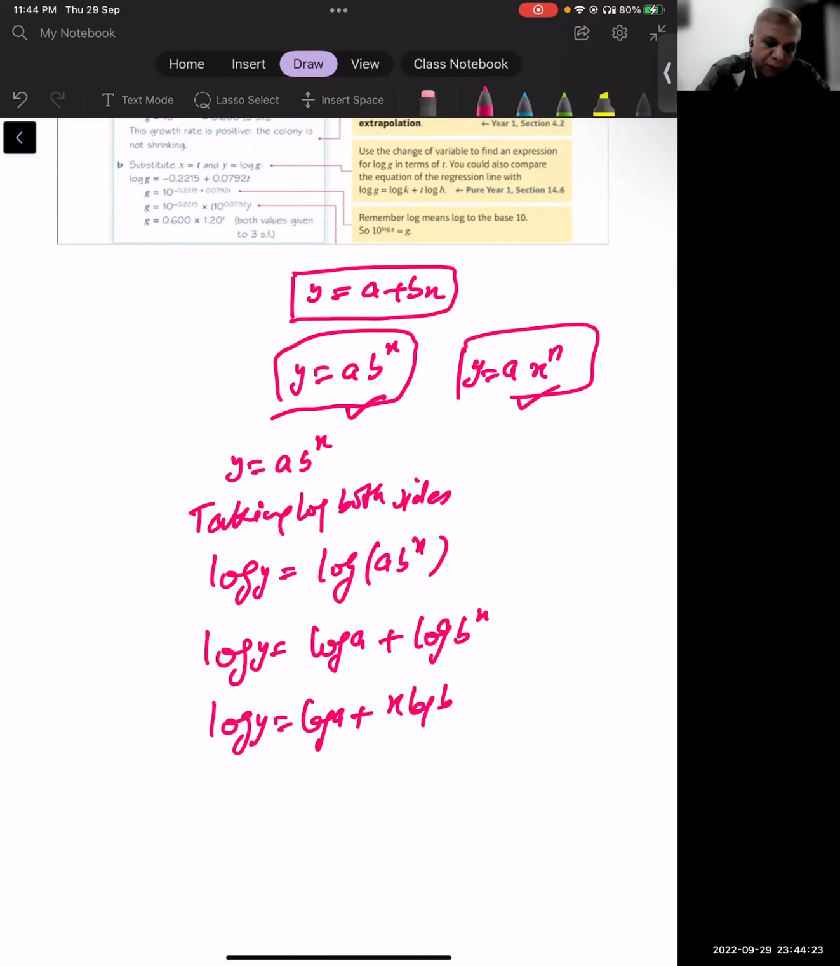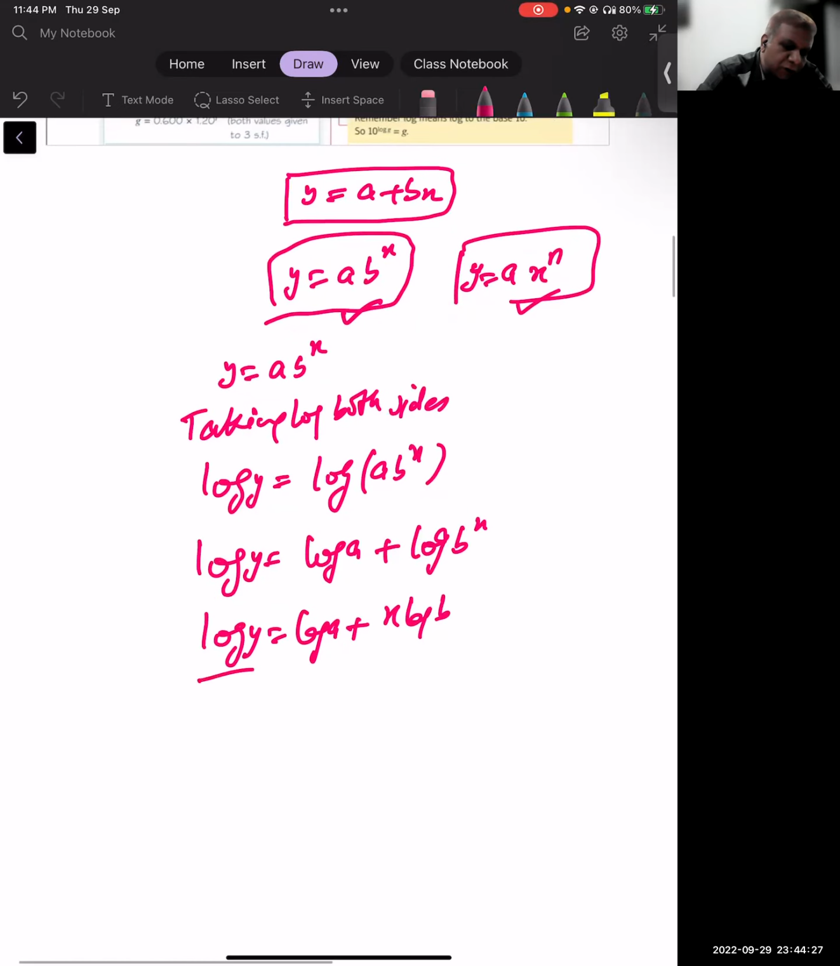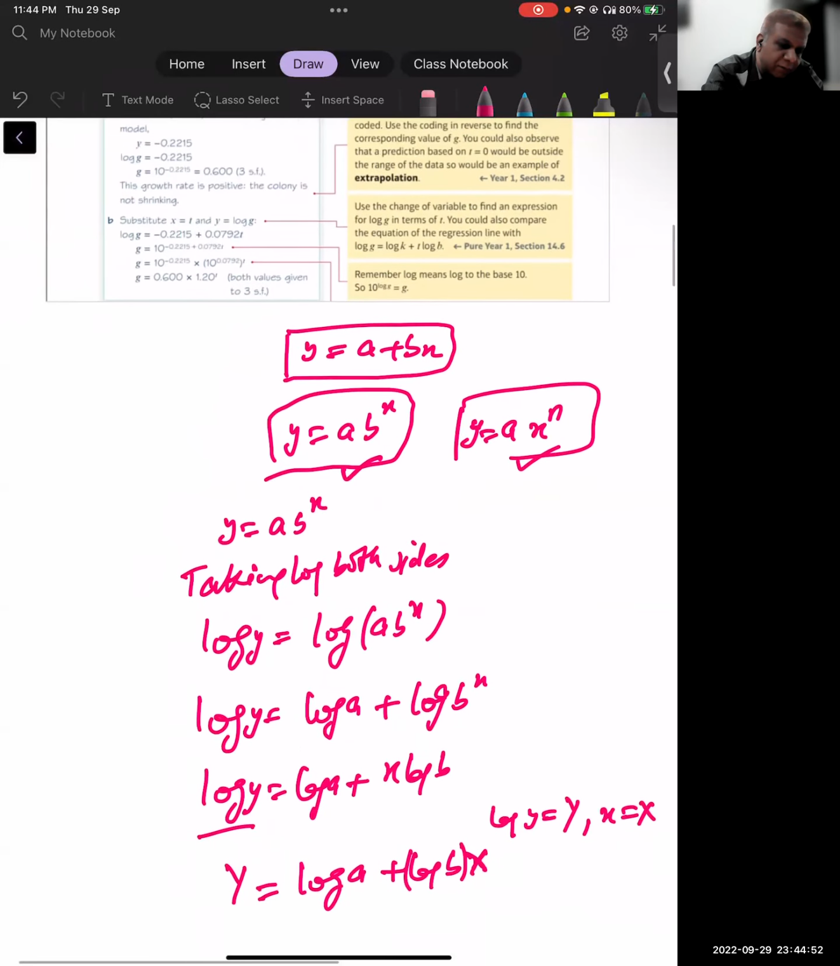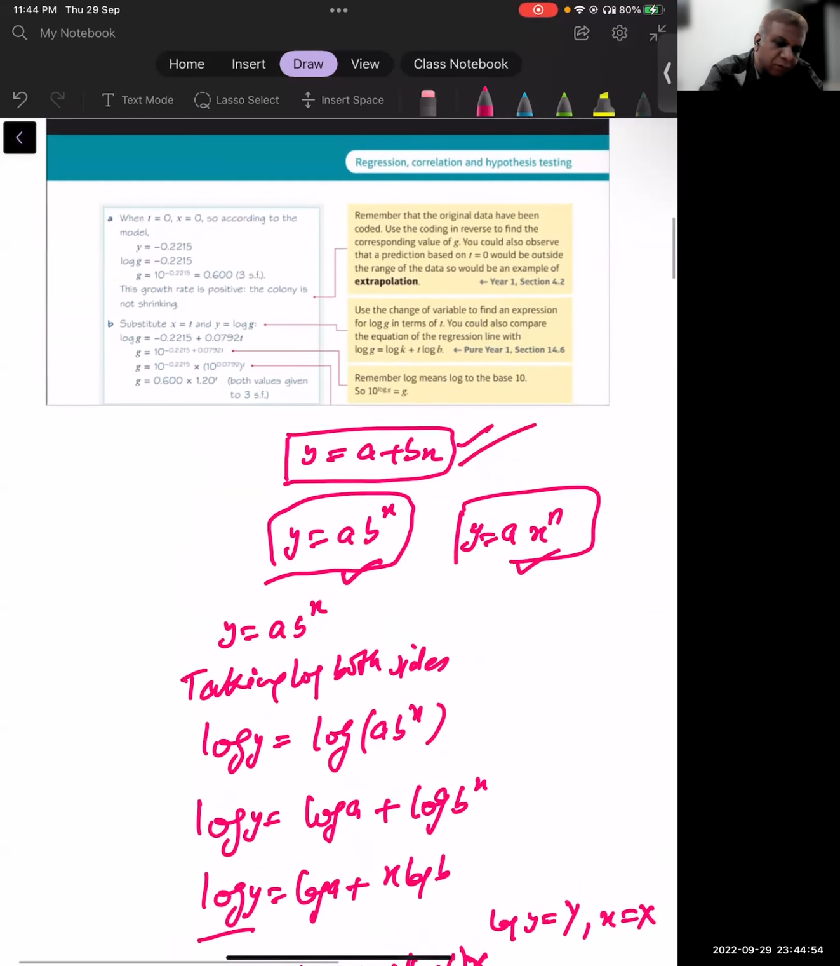Now what they usually do is put log y as capital Y. Log a will be written as it is, log b will be written as it is, and x will be written as capital X. That means they have replaced log y with capital Y and small x with capital X. Now this line is near to the line that I told you about, this one.